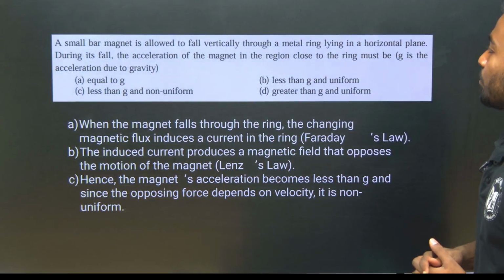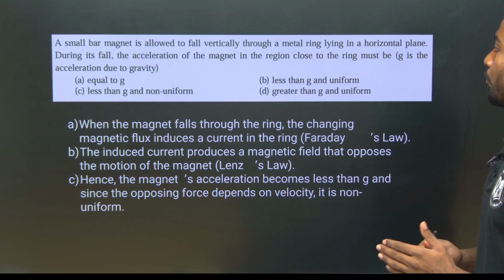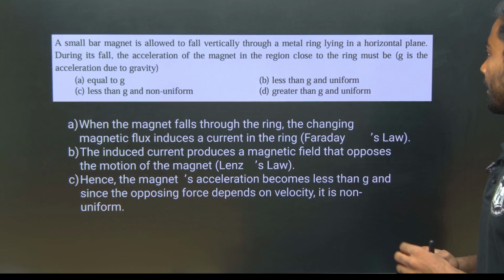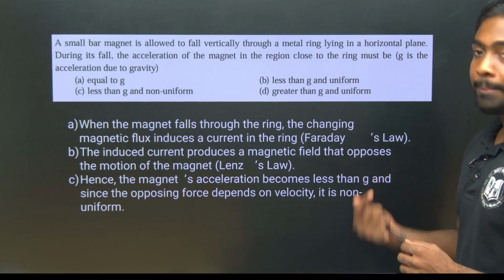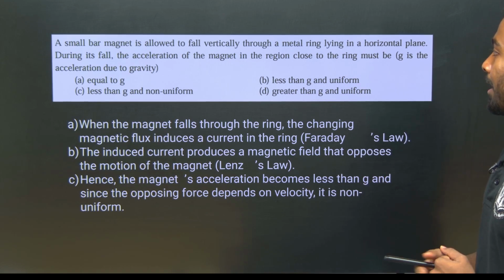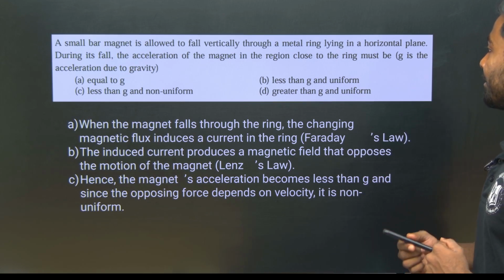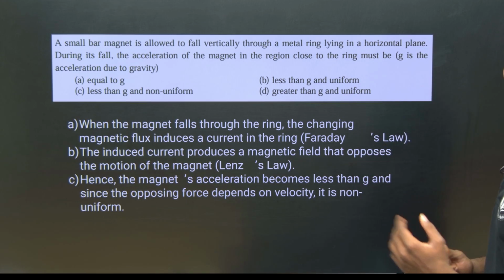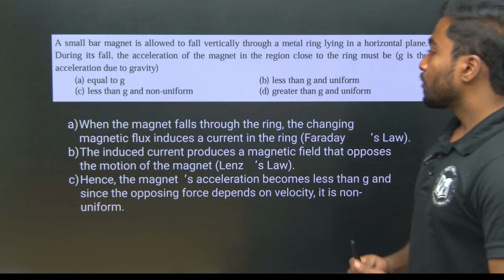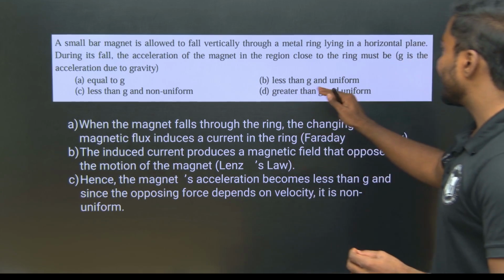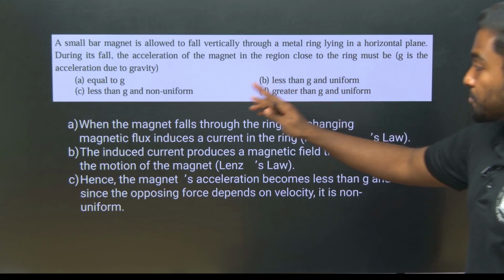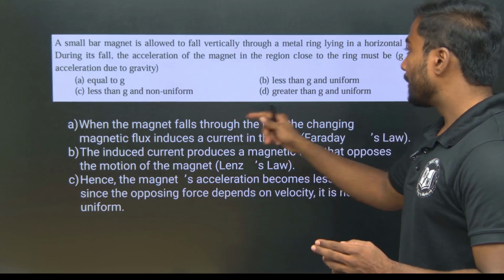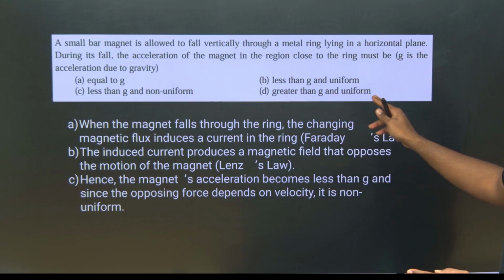A small bar magnet is allowed to fall vertically through a metal ring lying in the horizontal plane. During its fall, the acceleration of the magnet in the region close to the ring must be, where G is the acceleration due to gravity. Options: A equal to G, B less than G and uniform, C less than G and non-uniform, D greater than G and uniform.